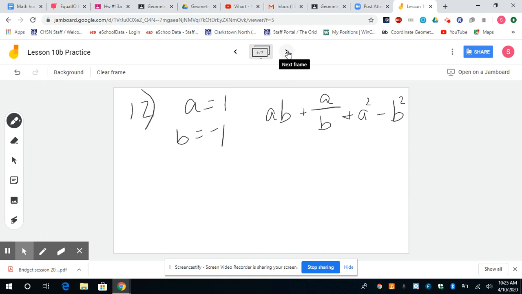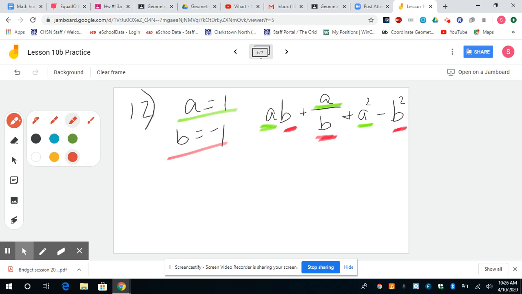All right, same idea. We're going to plug in wherever we see an A, we're going to plug in 1. Wherever we see a B, we're going to plug in a negative 1. So I'm just going to highlight because it's annoying to use all these different colors. So here's where 1 is, here's where 1 is, here's where 1's going to go. Here's where negative 1's going to go, here's where negative 1's going to go, and here's where negative 1's going to go. And careful, that's a squared minus a B squared.